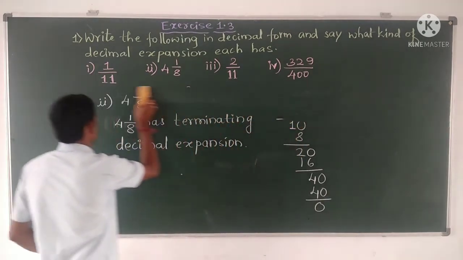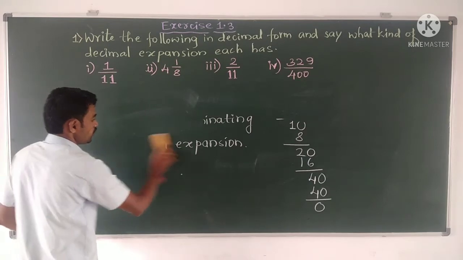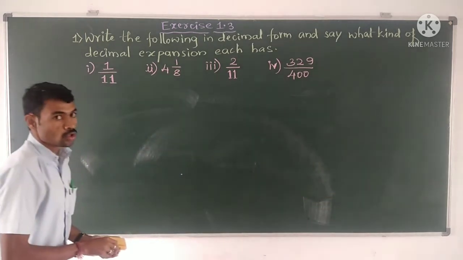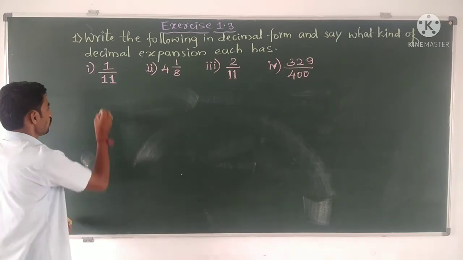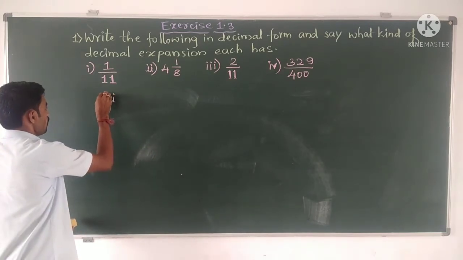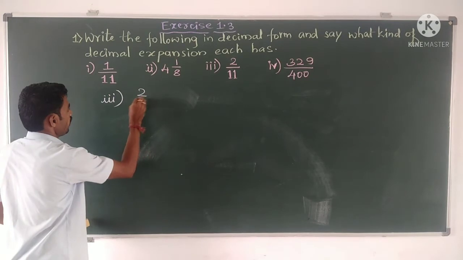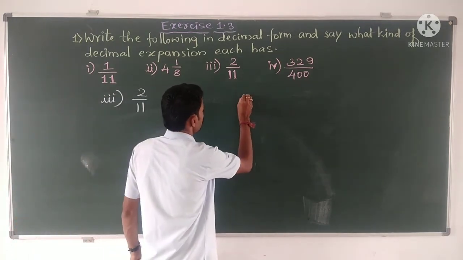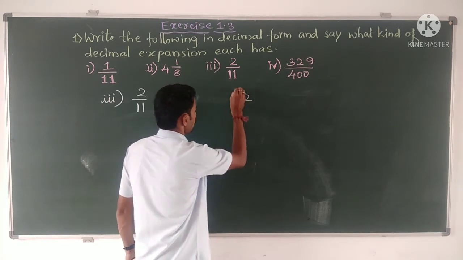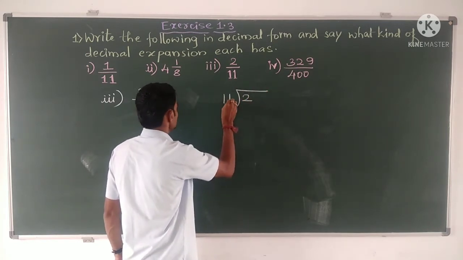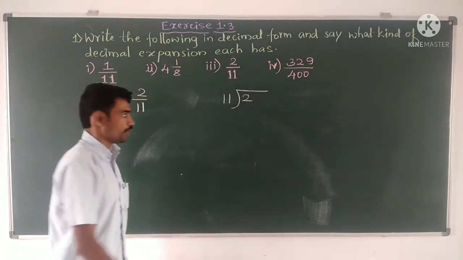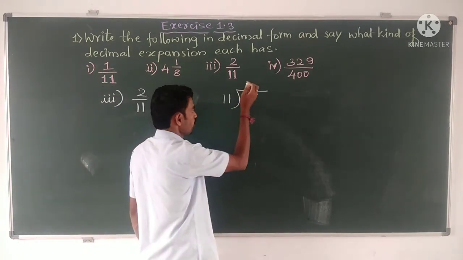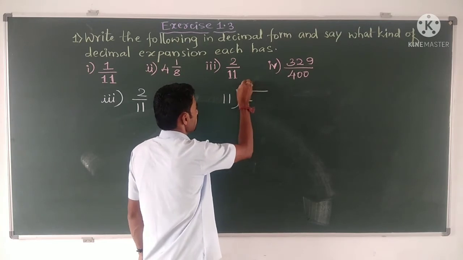Okay. Next, third question. In question number 3, what have they given? They have given 2 by 11. Third question is 2 divided by 11. We have to divide 2 by which number? 11. So here 2 is smaller than 11. So what do we have to take? Decimal point we have to take.